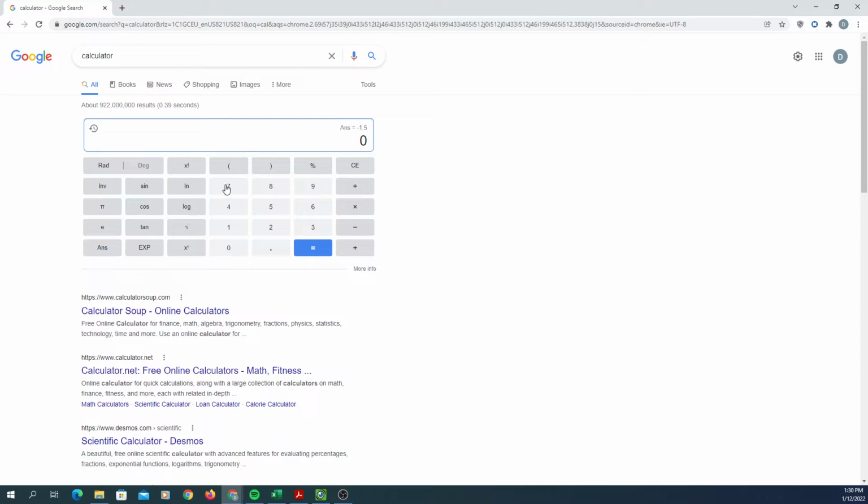So you should end up with negative 1.5, just like the answers say. If you don't type in the parentheses and you say 7 minus 10 divided by 2, you're going to get the wrong answer. Okay? So you need to have that numerator part in parentheses. Okay, so let's look at part B.